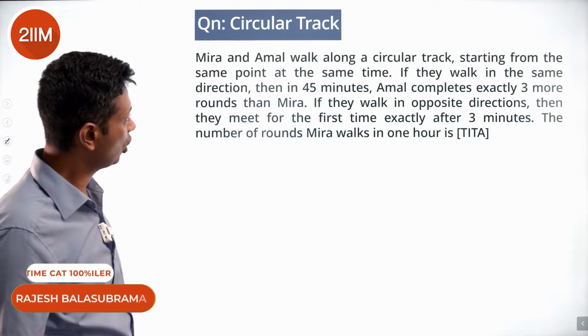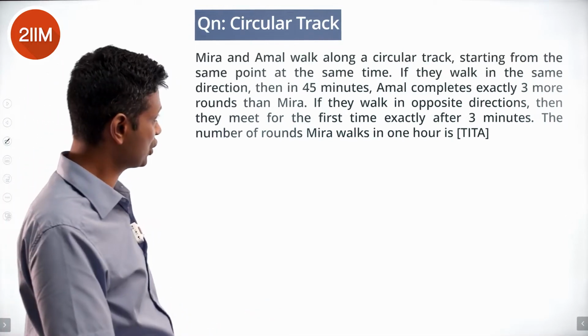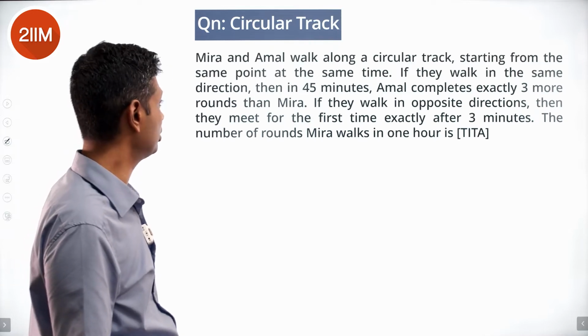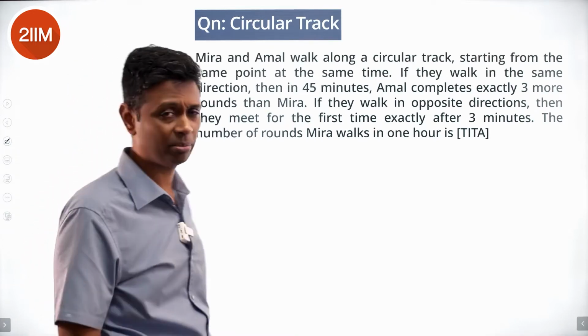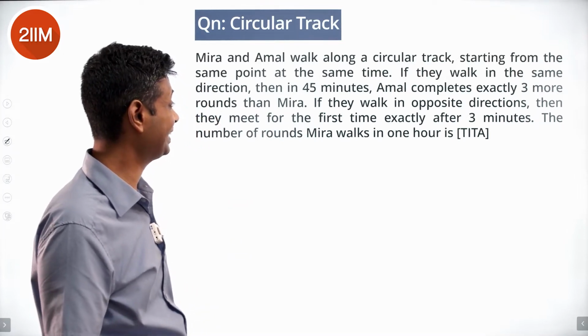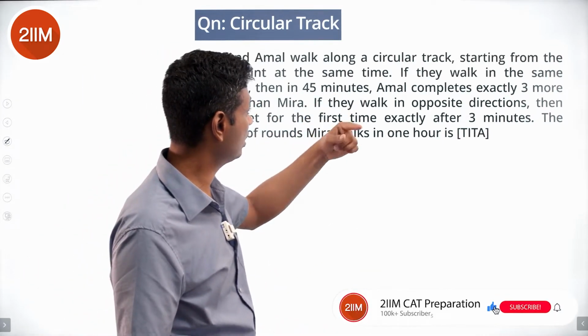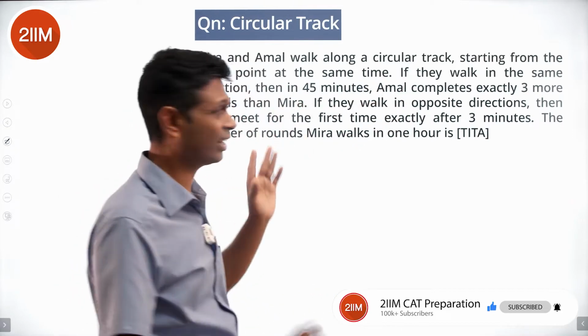Mira and Amal walk along a circular track starting from the same point at the same time. They walk in the same direction. Then in 45 minutes, Amal completes exactly 3 more rounds than Mira. If they walk in opposite directions, then they meet for the first time exactly after 3 minutes. I was put off by this a little bit. Whether they walk in the same direction or in opposite direction, in 45 minutes, they can complete only the same number of laps, and I just didn't get that.